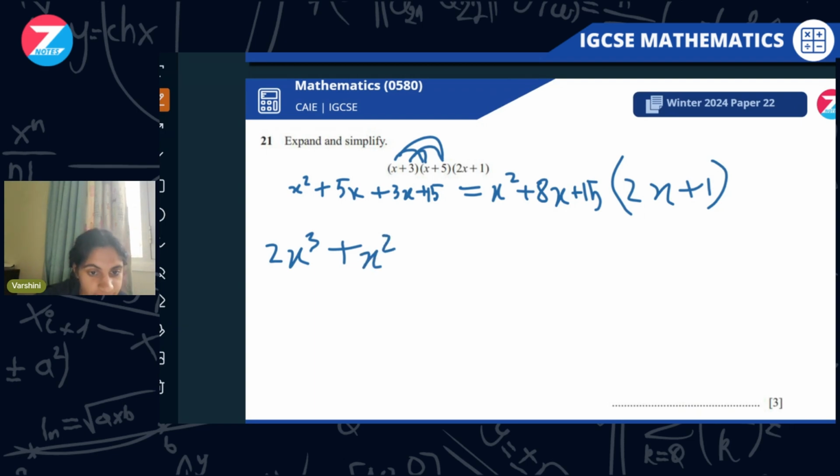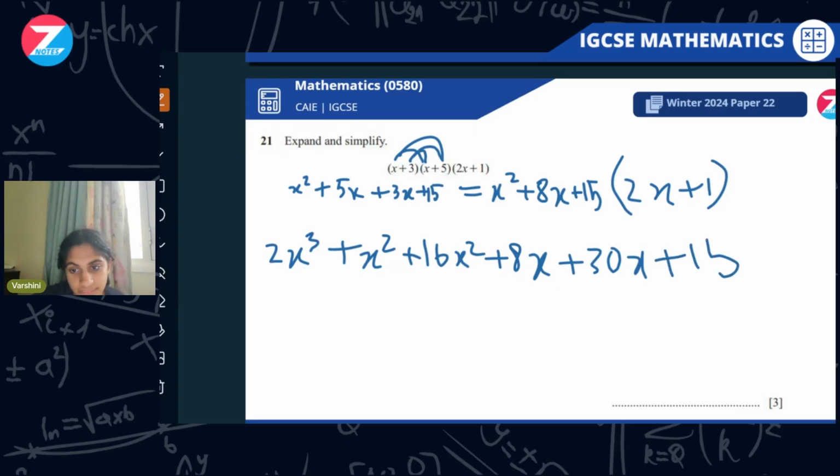plus, now we have x squared into 1, which is, of course, x squared. Then we have 8x into 2x. Put it in your calculator, and you should get 16x squared. Then 8x into 1, which is 8x. And lastly, 15 into 2x, which should be 30x. Sorry, my bad. 30x. And 15 into 1, which is 15.